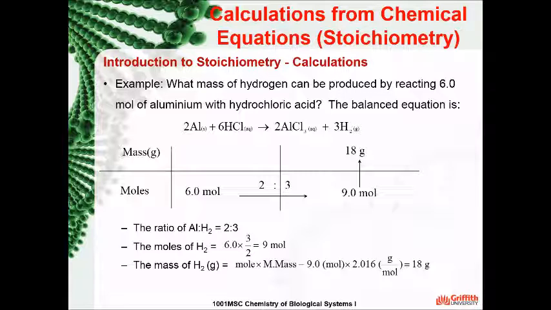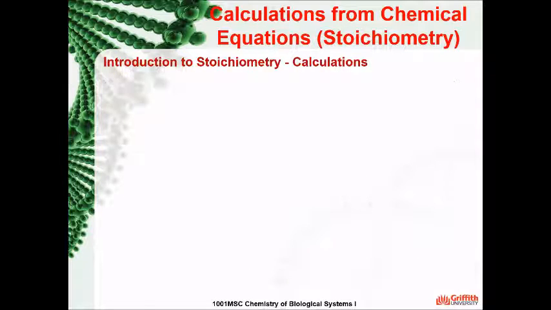Let's check that we did the right calculation. The mole ratio for the hydrogen is 3, and for aluminium it's 2, so you'd expect to see more moles of hydrogen than aluminium, and this is achieved, so the calculation should be correct. Let's look at another example.